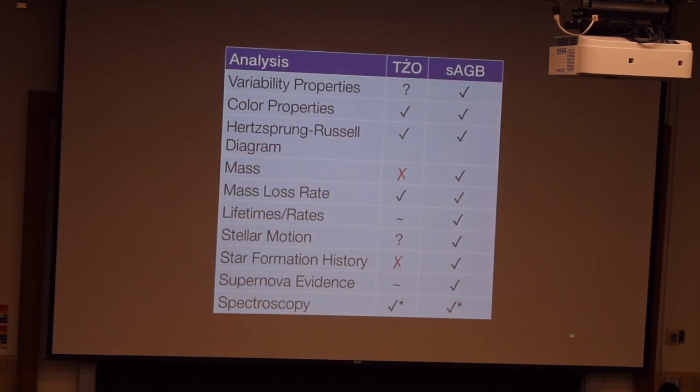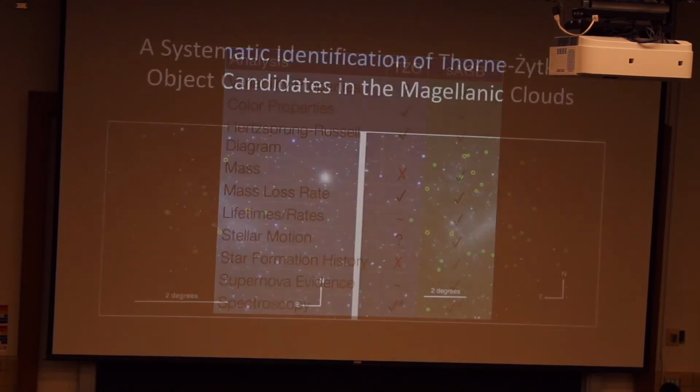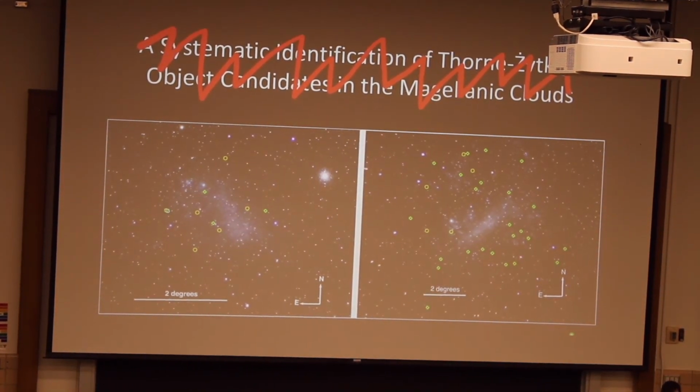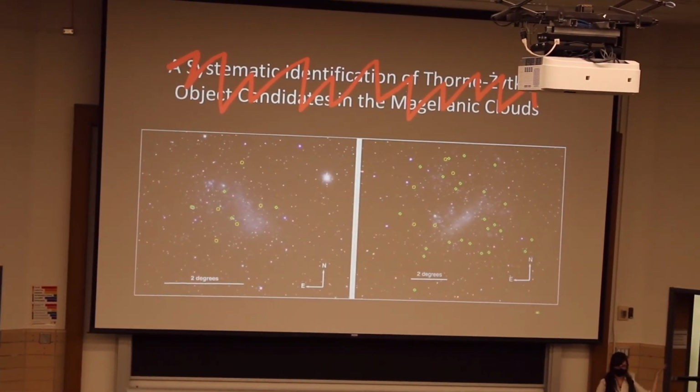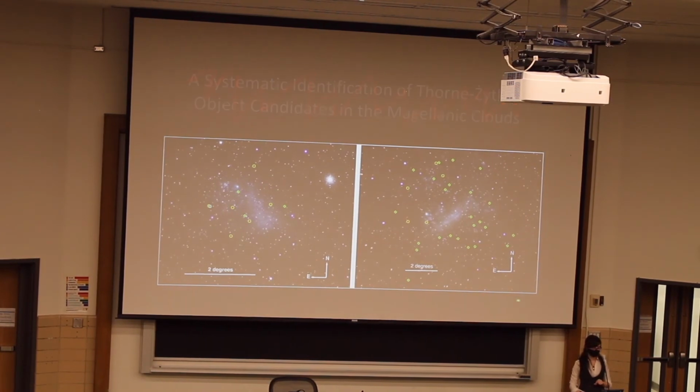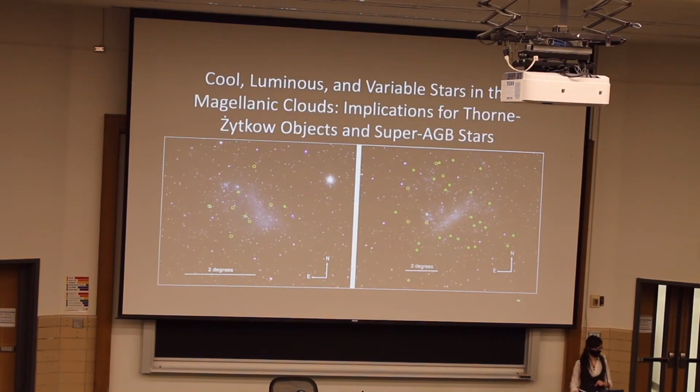So, looking at the final diagram, I filled in all the other areas. You can see everything is green for super AGB stars. So when I saw that plot for the first time, I was like, oh, can't configure that anymore. That's not right. My hypothesis was proven incorrect by the conclusions of the data that we have. This is what the paper is actually called: Cool, Luminous, Variable Stars in the Clouds, Implications for Thorne-Zytkow Objects and Super AGB Stars.